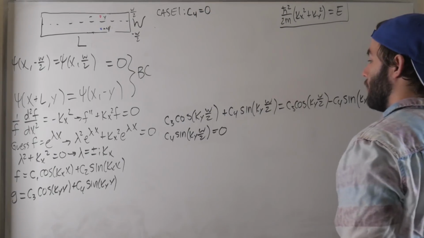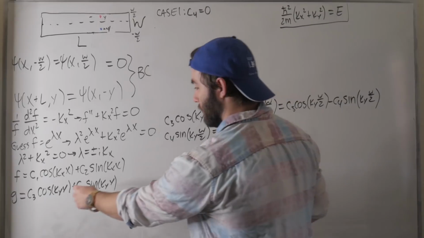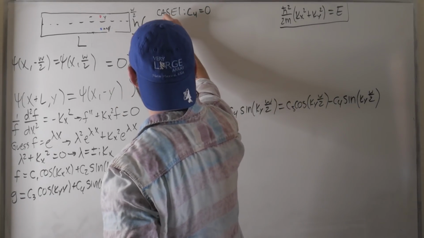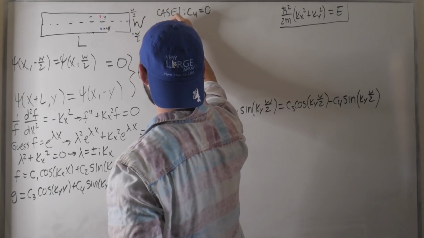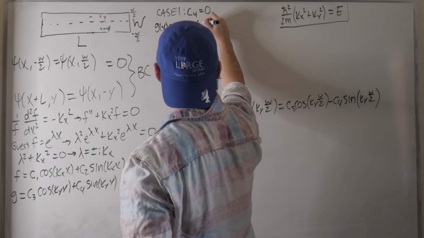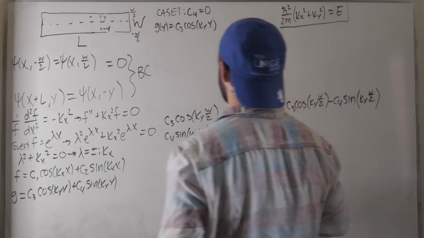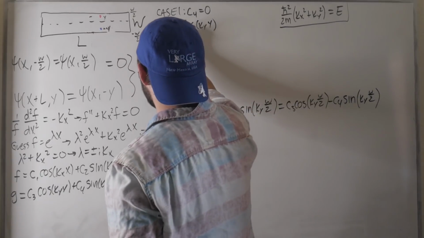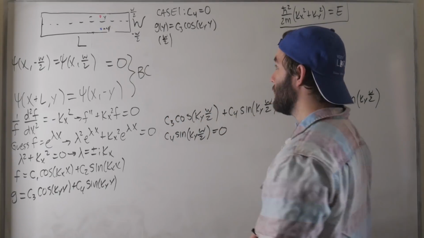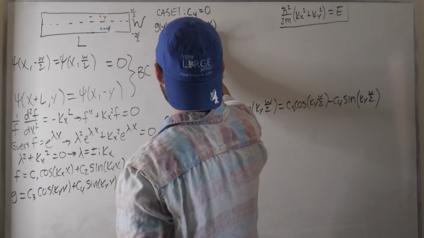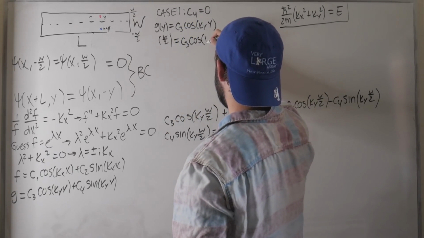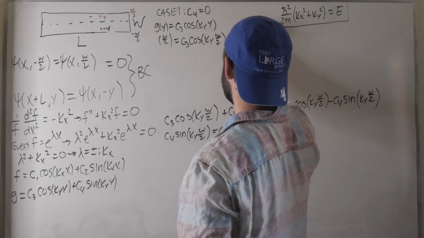And if c4 is 0, then the g at the boundary still has to equal 0. So we have that g of y is equal to c3 cosine of ky y, and at the boundaries it should still be 0, so at w over 2 and minus w over 2, but now that we're only dealing with cosines, the minus doesn't matter, it is equal to c3 cosine ky w over 2, which is equal to 0.